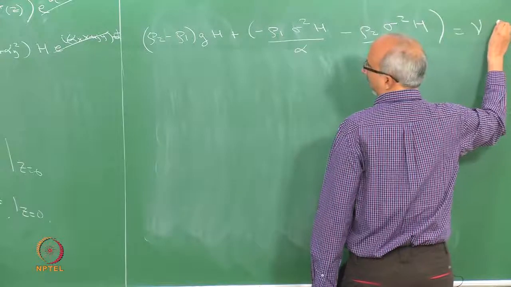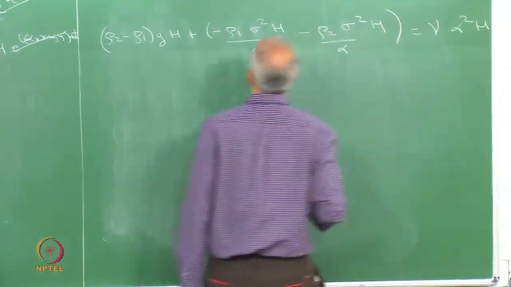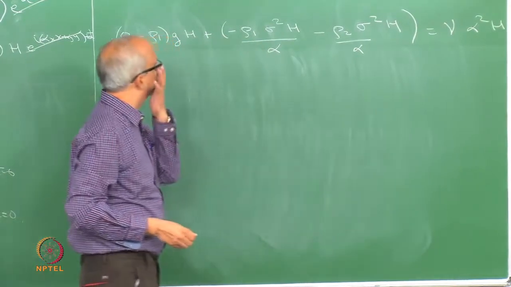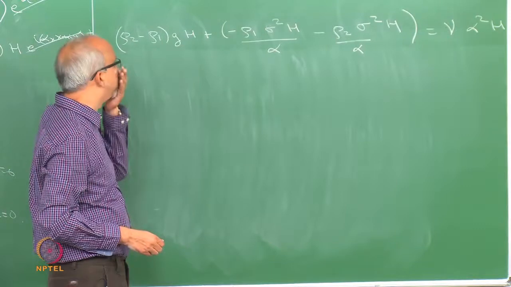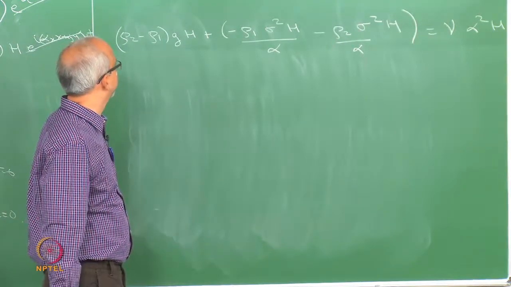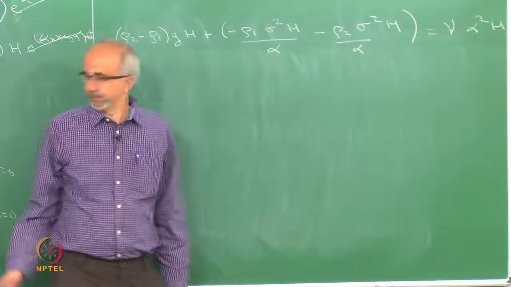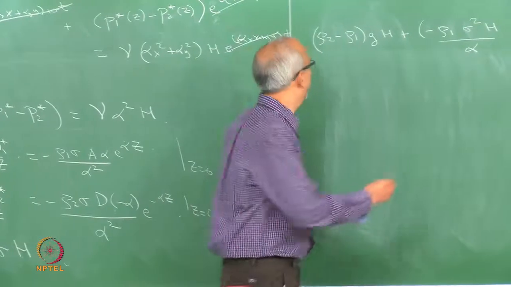Okay, equals gamma alpha squared h. Okay, yeah. I don't think I made any mistake. Okay. So now what do I have?